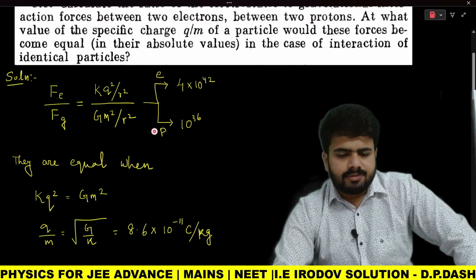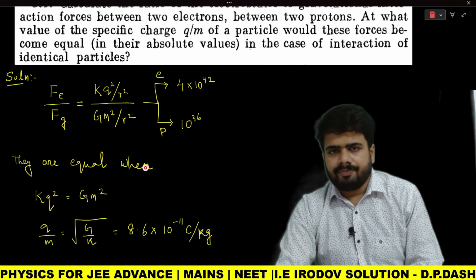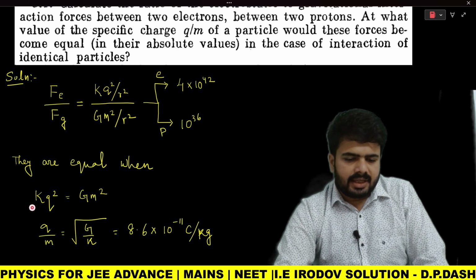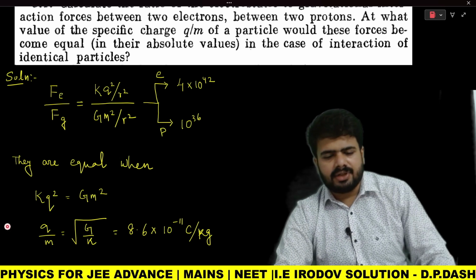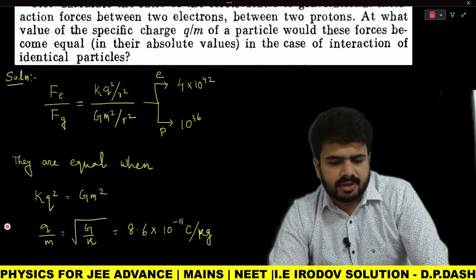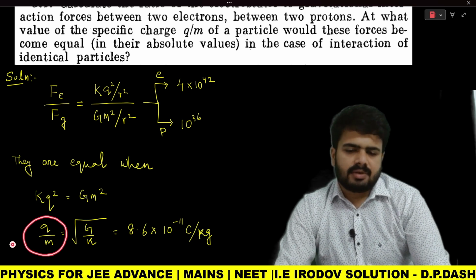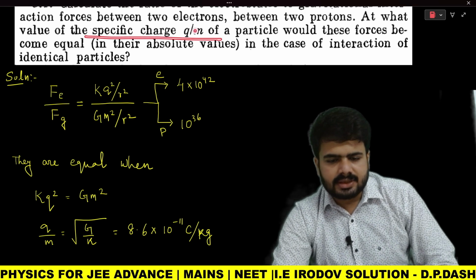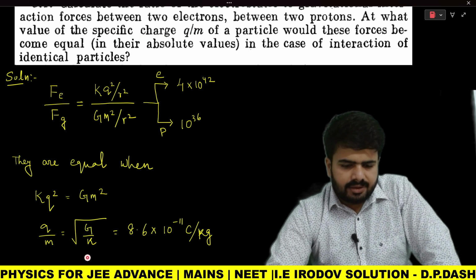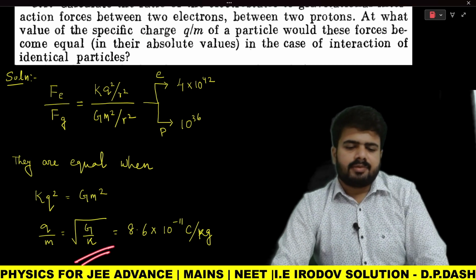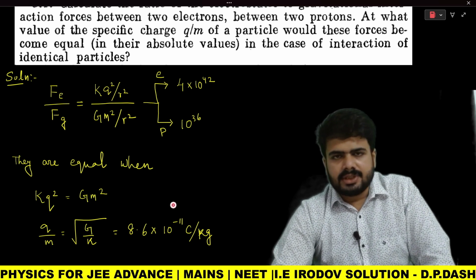Now when they are equal, kq square by r square equals Gm square by r square. The r square gets cancelled eventually, so kq square equals Gm square, or q by m, which is what we call the specific charge, the charge by mass ratio. Taking this to one side, you get root over G by k. You all know the value of k, that is 9 into 10 to the 9, and G is 6.6 into 10 to the minus 11.